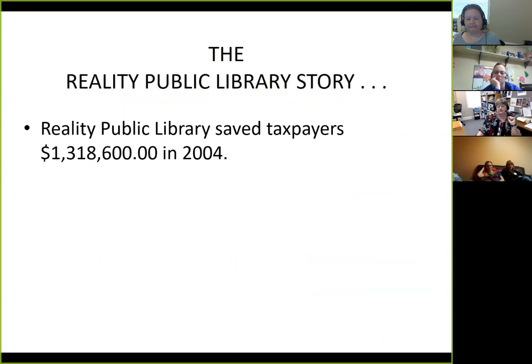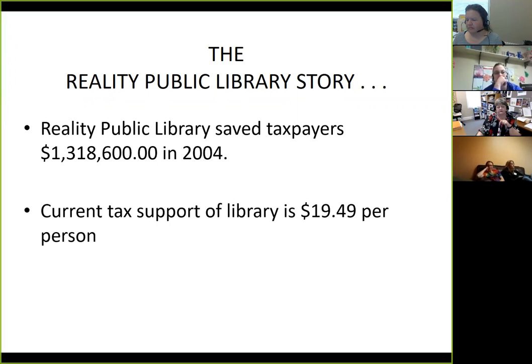So I'm going to say Reality Public Library saved taxpayers $1,316,600. That came from taking the number of circulations on materials times the $25. This is much more powerful. You're an economic engine in the community, because those people had over $1 million they could spend on essential needs for the family.